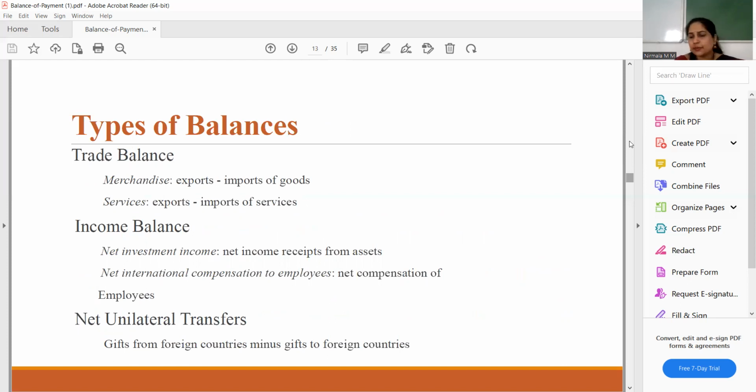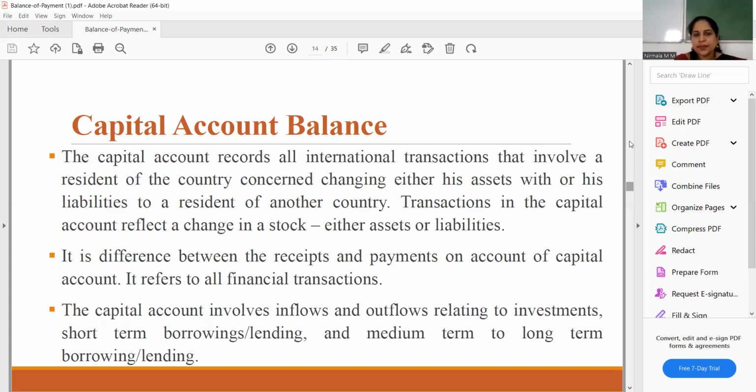Trade balance is basically merchandise exports and merchandise imports, that is export and import of both goods and services. Income balances are the net investment income, that is net income receipts from the assets, and net international compensation to employees, basically net compensation of employees. And the next one is net unilateral transfer, that is basically the transfer payments, the gifts from foreign countries minus gifts to foreign countries. Then talking about the capital account, it is inclusive of all the capital transactions of an economy.